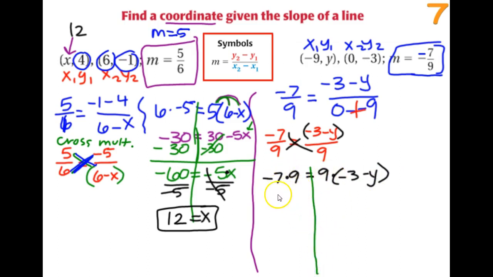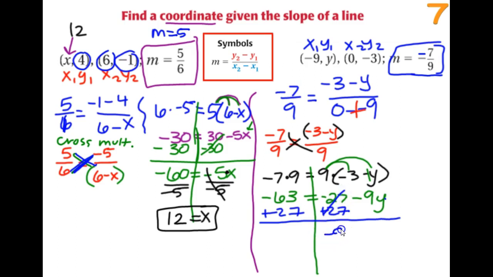7 times 9 is 63, and they're all negatives. Negative 3 times 9, 9 times 3 is 27, but it's negative. 9 times negative y is really negative 1, so it's a negative 9y. And then we're just solving for y. Get rid of your addition or subtraction first. I'm going to add 27.